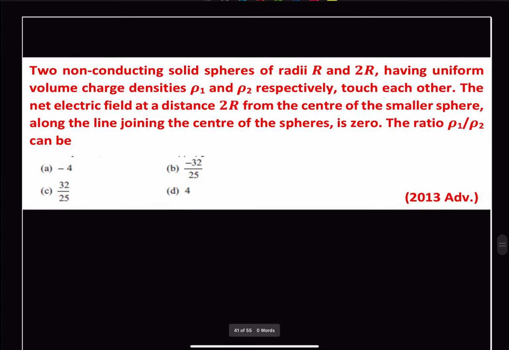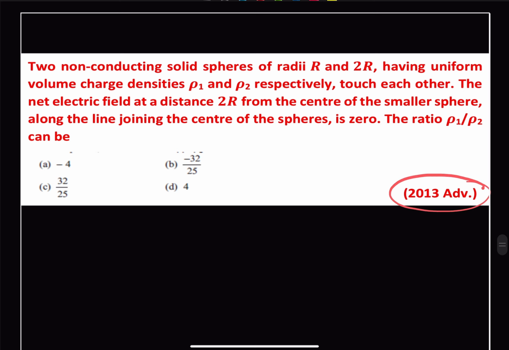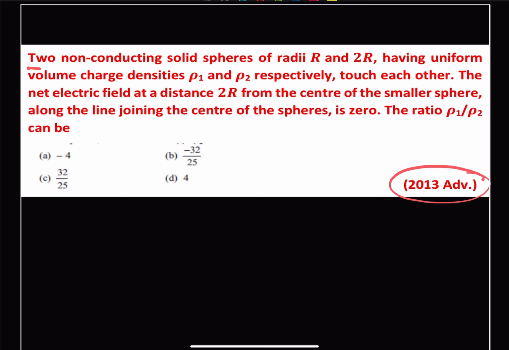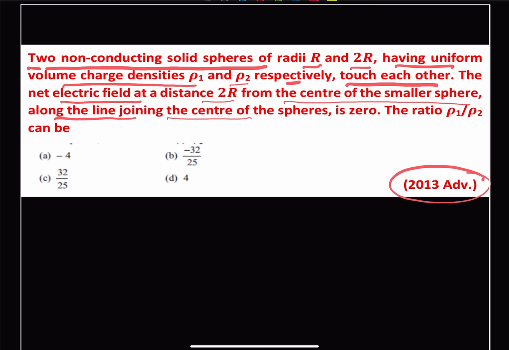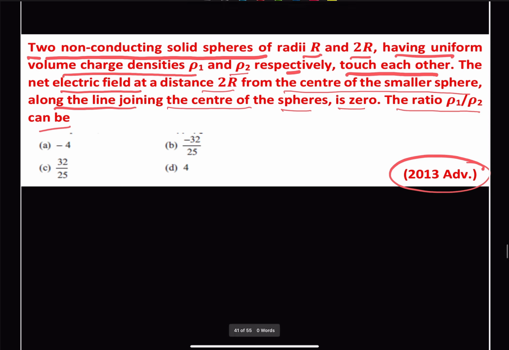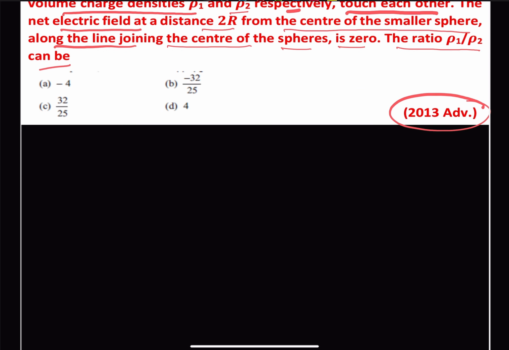It was asked in the year 2013 advance, and it states that two non-conducting solid spheres of radius r and 2r having uniform volume charge density ρ1 and ρ2 respectively touch each other. The net electric field at a distance 2r from the center of the smaller sphere along the line joining the center of the sphere is 0. Then the ratio of ρ1 and ρ2 can be. Okay, so we have to find out the ratio of ρ1 and ρ2, and we can just draw the figure.